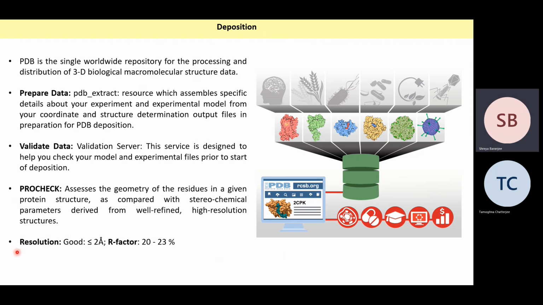The general rule is that if the resolution of the structure is less than or equal to 2 angstrom, that is a good resolution. And if the R factor is around 20 to 23% or 0.2 to 0.23, then that is a good enough structure. So that brings us to the end of this summarization.